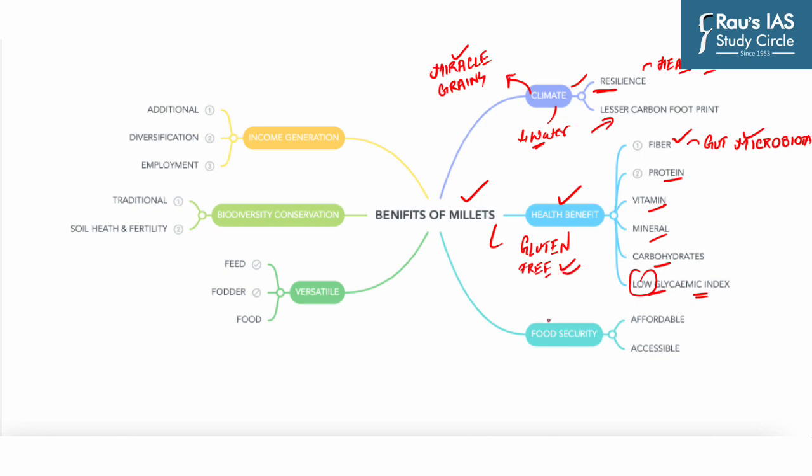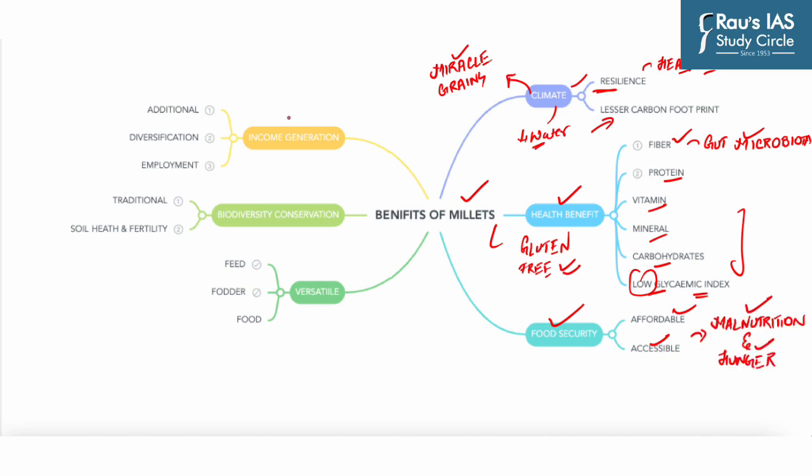Next benefit is that it will improve food security. Now you know that millets have been cultivated in India for thousands of years and have been an important food source for millions of people, especially in rural areas. They are an affordable and accessible source of nutrition and can be grown in diverse agroclimatic conditions. Now as you have seen that they are highly nutritious, plus they can be stored for a long time. So millets are an important food security crop that can help in reducing malnutrition and hunger.